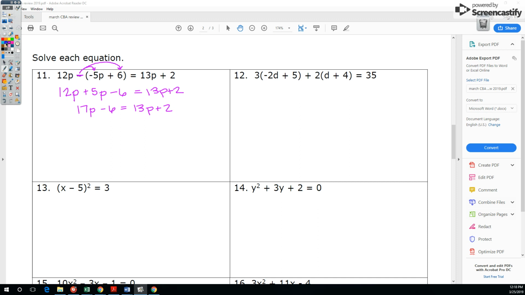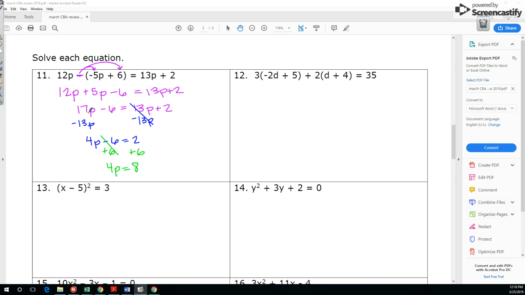Now I have a variable and a constant on both sides, so I'm going to start doing inverse operations. I have a positive 13p, so I'm going to subtract 13p from both sides, giving me 4p minus 6 equals 2. Next, I have a minus 6, so I'm going to add 6, the opposite, to both sides, and I get 4p equals 8. And then last, I have multiplying by 4, so I'm going to divide by 4, and I get that p is equal to 2.